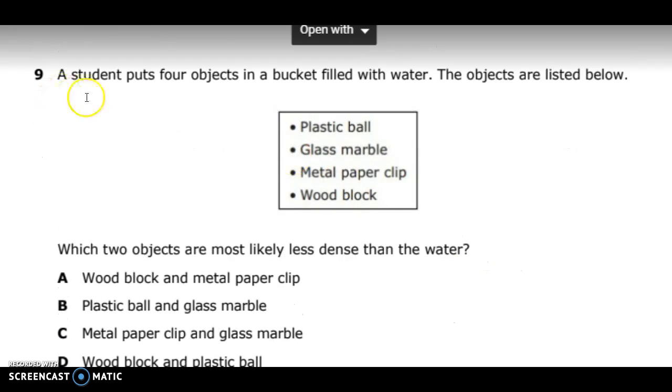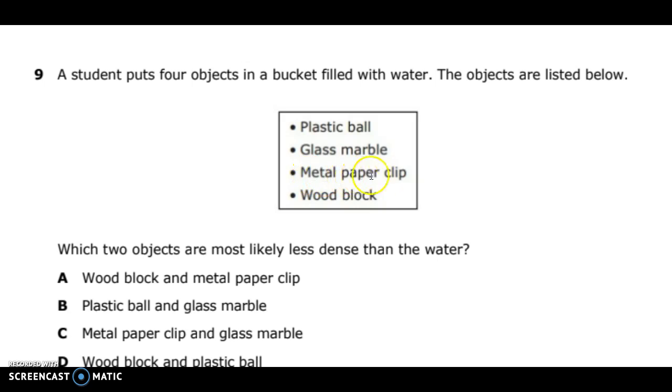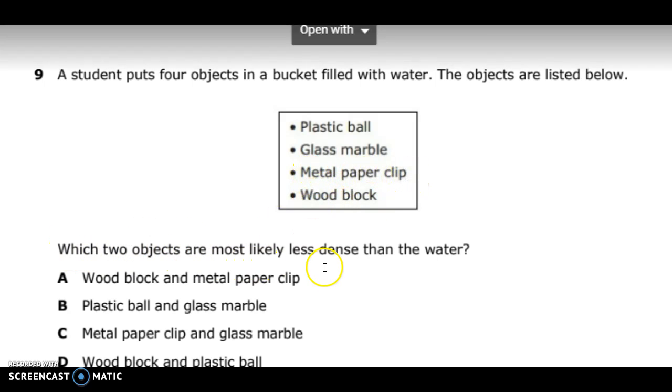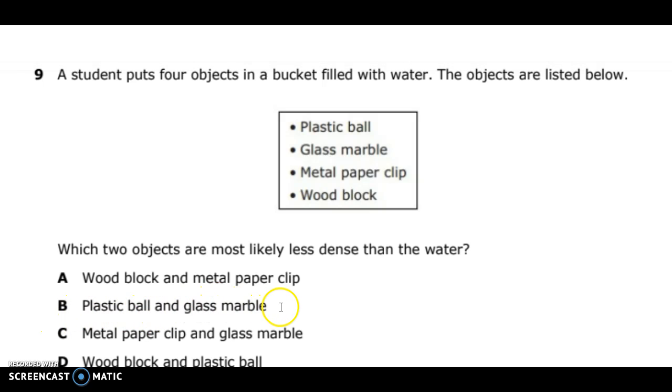Question 9. A student puts 4 objects in a bucket filled with water. The objects are listed below: plastic ball, glass marble, metal paperclip, wood block. Which 2 objects are most likely less dense than the water? A. Wood block and metal paperclip. B. Plastic ball and glass marble. C. Metal paperclip and glass marble. D. Wood block and plastic ball.